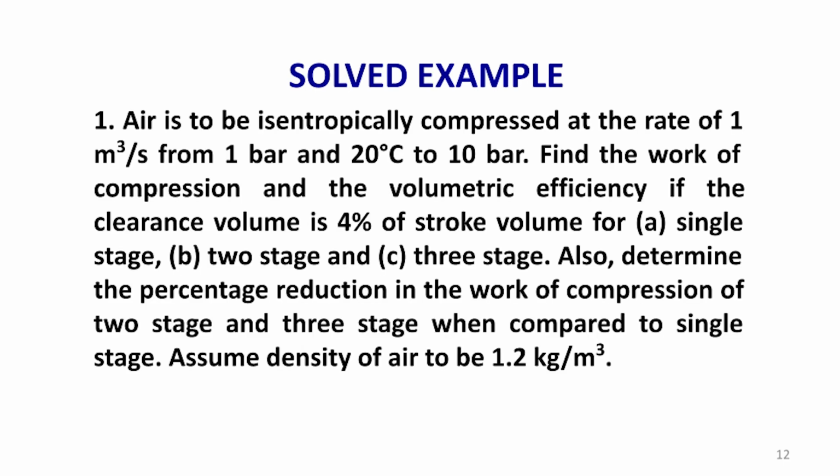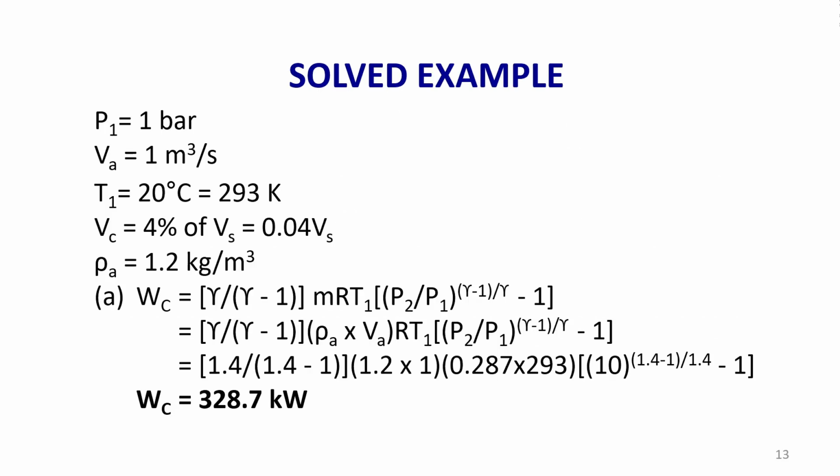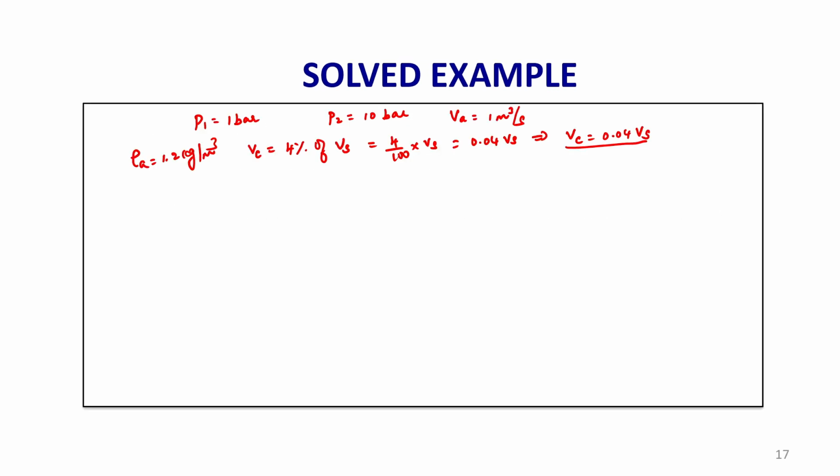So, let us find the work of compression for a single stage. It is very clearly given isentropically, so it is a reversible adiabatic process where we have to use gamma, and not n. Here n is equal to gamma. So, let us evaluate the work of compression for a single stage, the first part of the question. Wc equal to gamma by gamma minus 1.